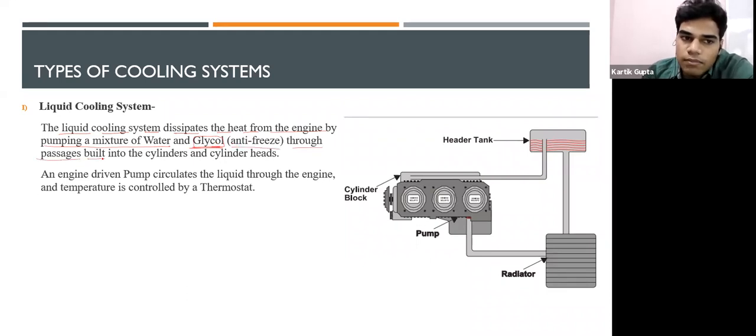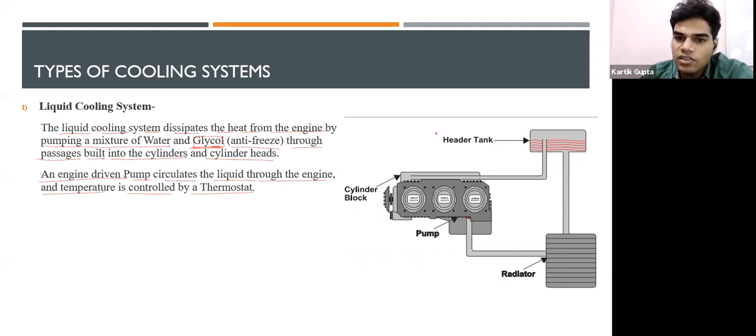Through passages built into the cylinders and cylinder heads. Now, I remember telling you there were passages in the cylinders and cylinder heads. Those passages flow this liquid throughout. An engine-driven pump circulates the liquid through the engine, and temperature is controlled by a thermostat. I'll discuss the thermostat in this chapter only. It's a device to measure the temperature and to control that temperature.